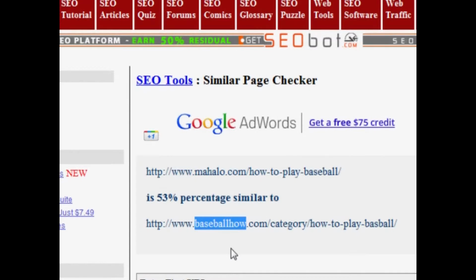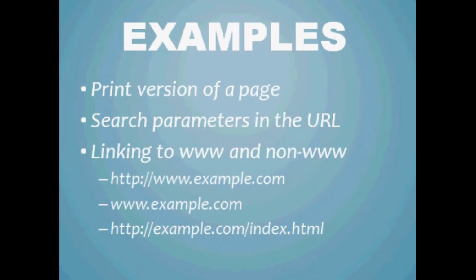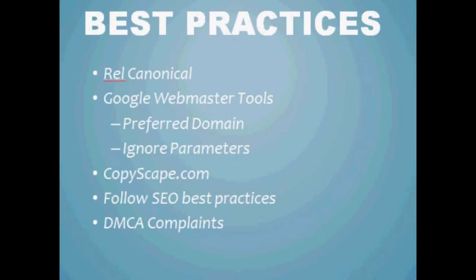So that's the example where people get really concerned. You wouldn't want this baseballhow.com to start outranking Mahalo, the original creator, for the keyword how to play baseball, just because they copied it. So that's one of the major concerns around duplicate content. So let's talk about best practices, and I'll bring up my PowerPoint here.